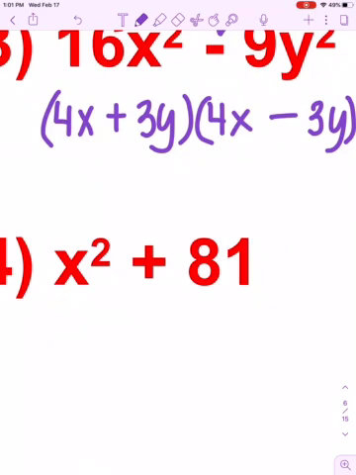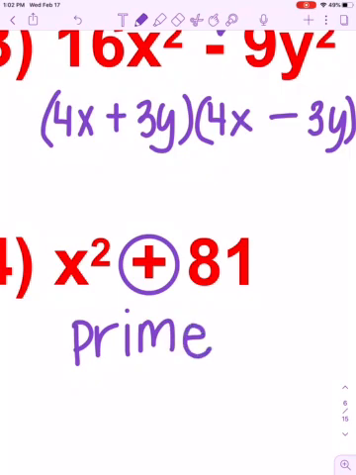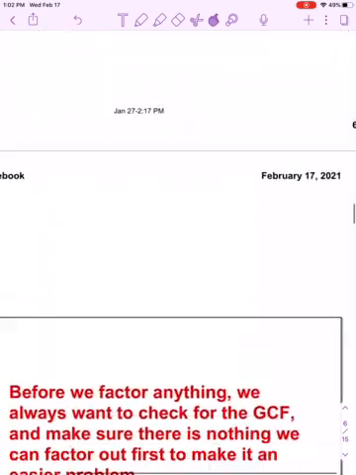X squared and 81 don't have anything in common, but they are perfect squares. But there is an addition sign in between, and so that doesn't work. This is prime, okay? For prime perfect squares, all you have to do is circle the addition sign in the middle to let me know that that's why it's prime, because we're not making any lists of factors or anything like that. So just prime.